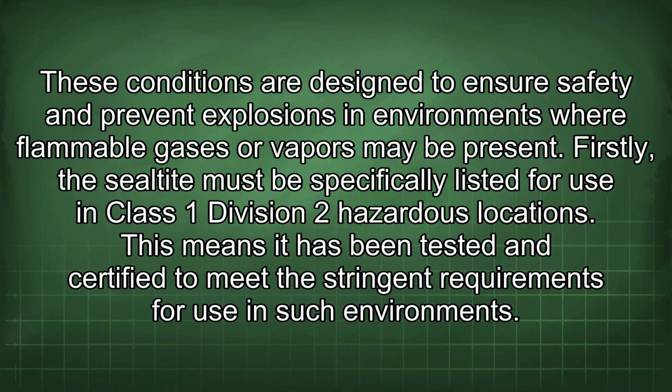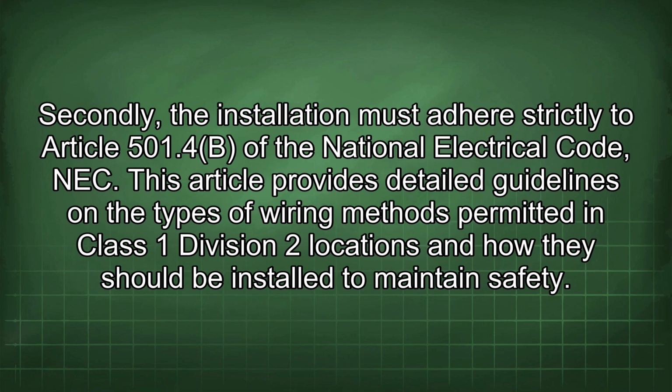Firstly, the Sealtite must be specifically listed for use in Class 1 Division 2 hazardous locations. This means it has been tested and certified to meet the stringent requirements for use in such environments. Secondly, the installation must adhere strictly to Article 501.4(B) of the National Electrical Code (NEC). This article provides detailed guidelines on the types of wiring methods permitted in Class 1 Division 2 locations and how they should be installed to maintain safety.